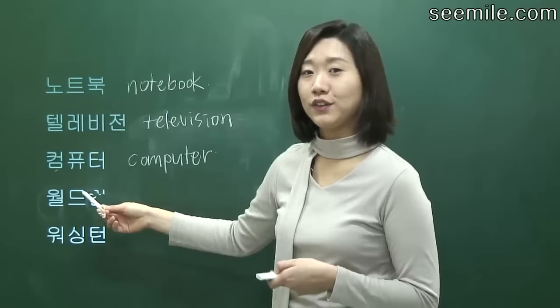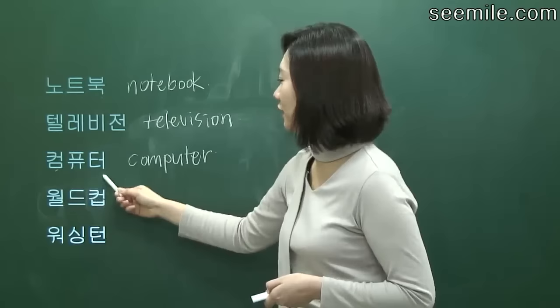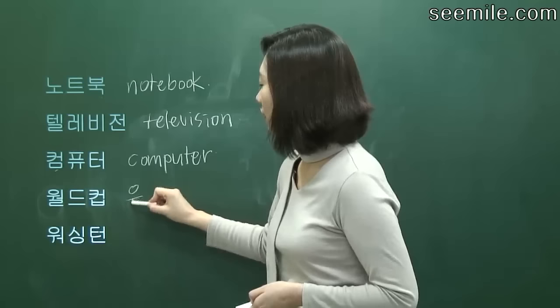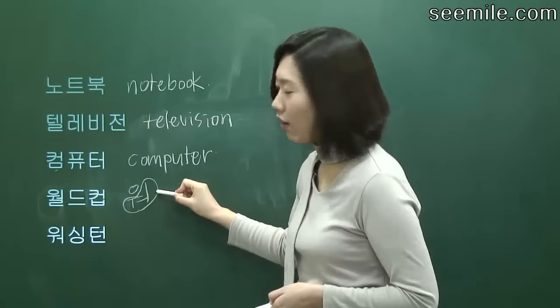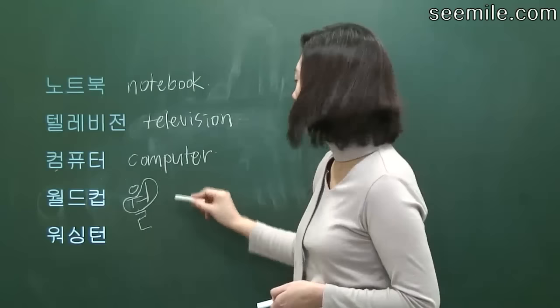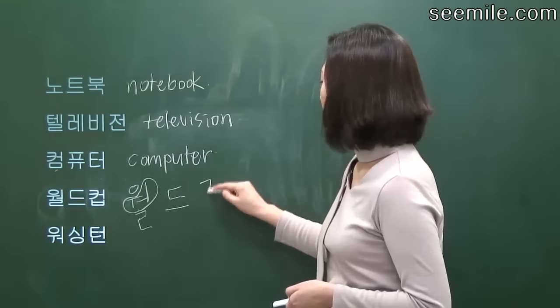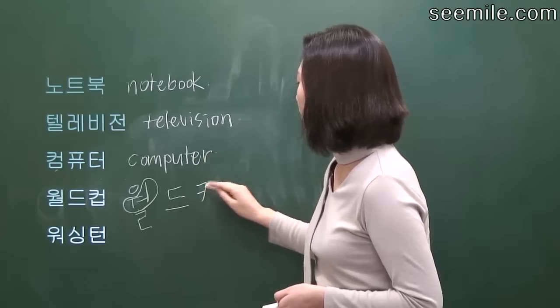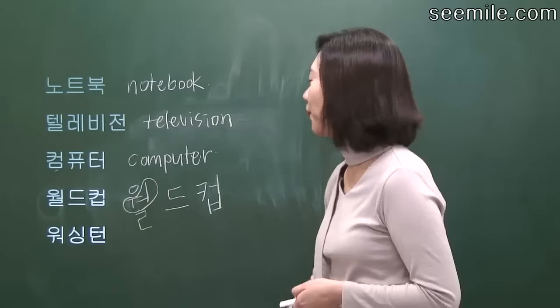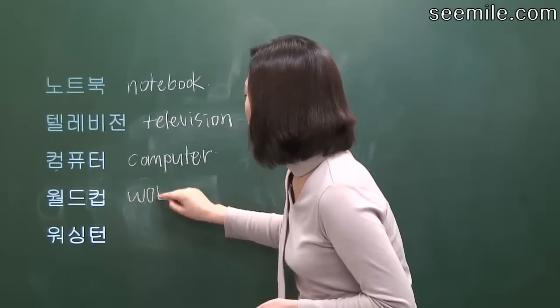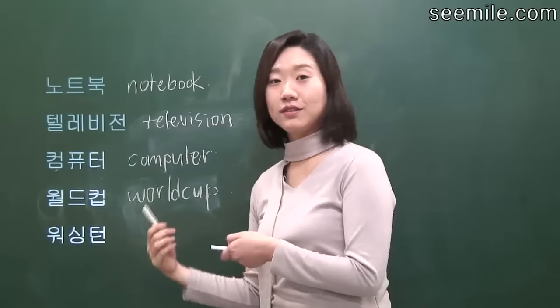Computer. Com. And it's O. Combined vowel. What is it? It's W sound. So it's W. Wall. T. U sound. Wall. T. Cup. World plus a world cup. It's World Cup in English. Koreans say, Korean's way of pronunciation is just World Cup.